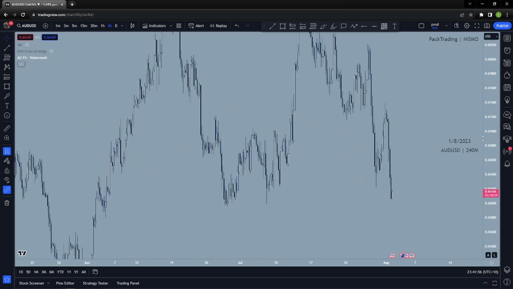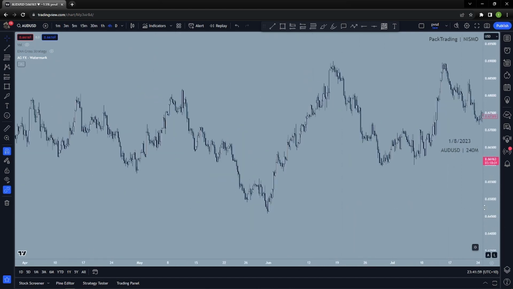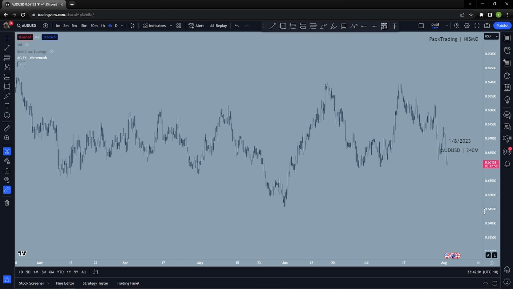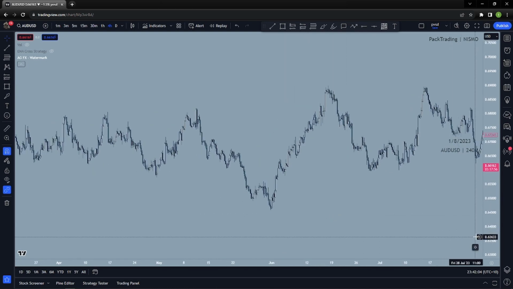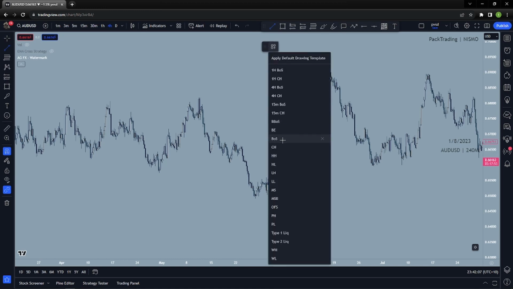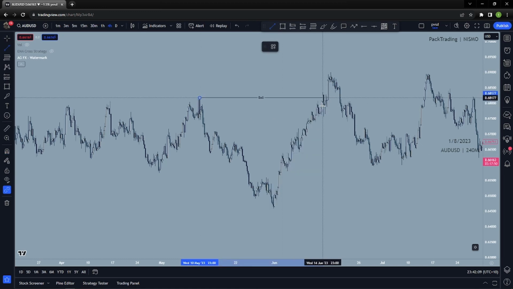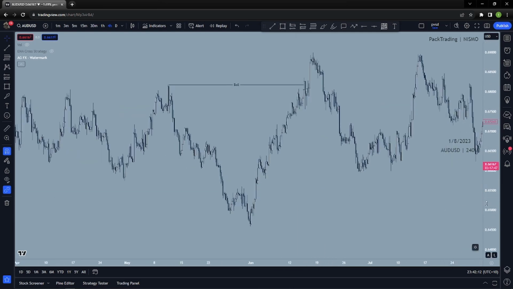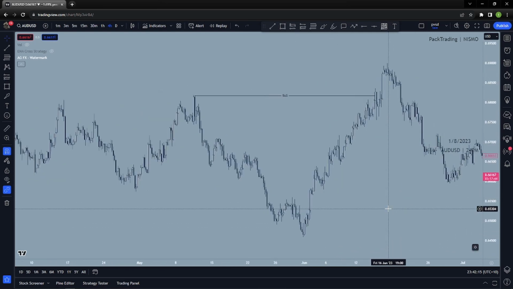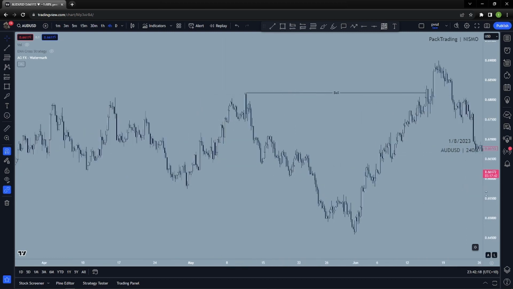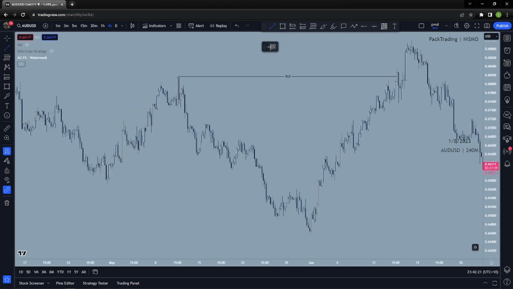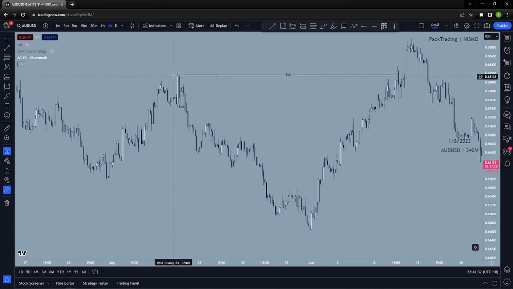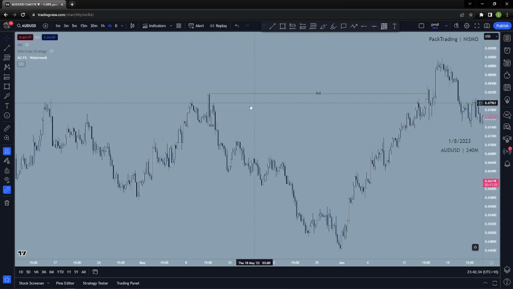So for example, I'm going to mark this out for you guys. Alright. 4 hour break of structure. Bang. That's my 4 hour break of structure. Now internal is within the 4 hour break of structure. We have to mark out the break of structures. So we can start from here. Alright. Break of structure. That's our protected high.